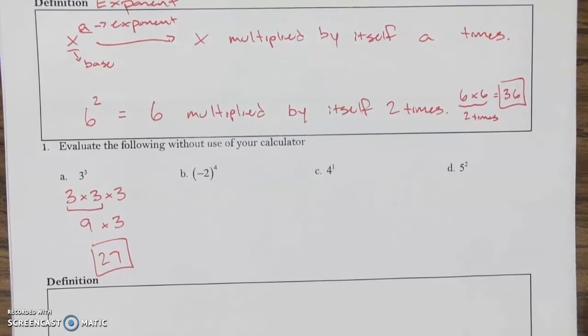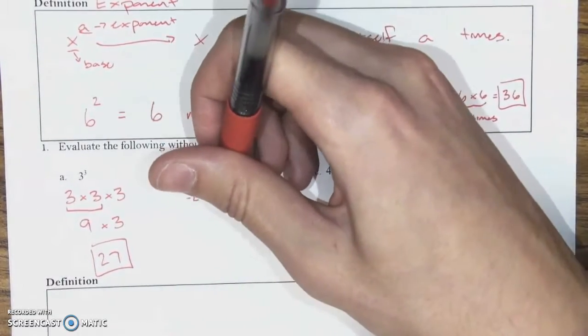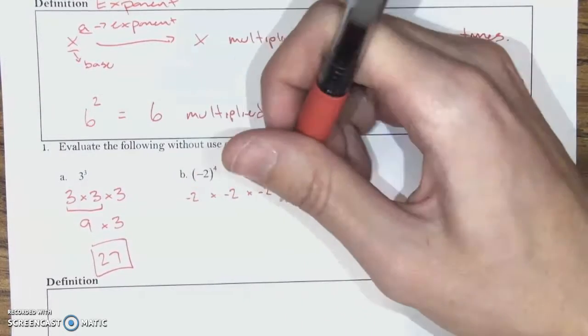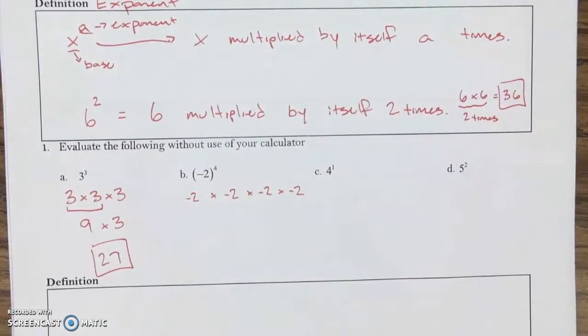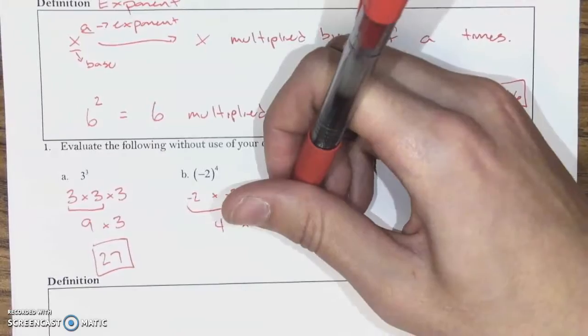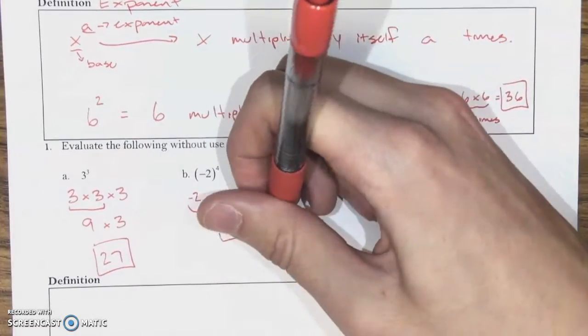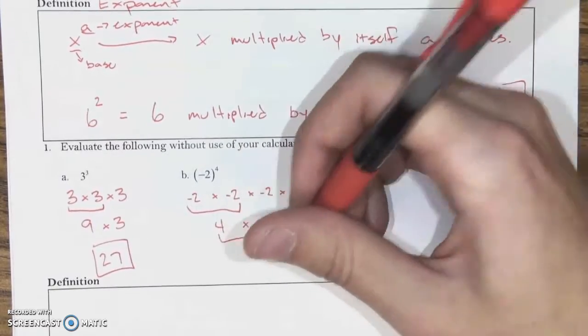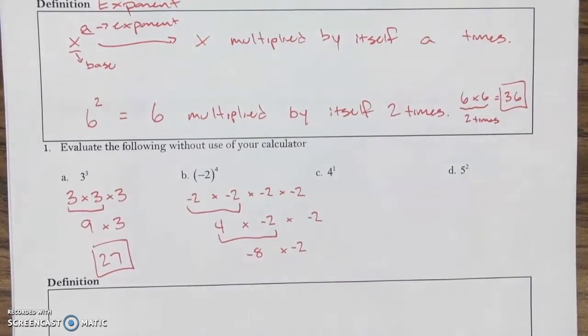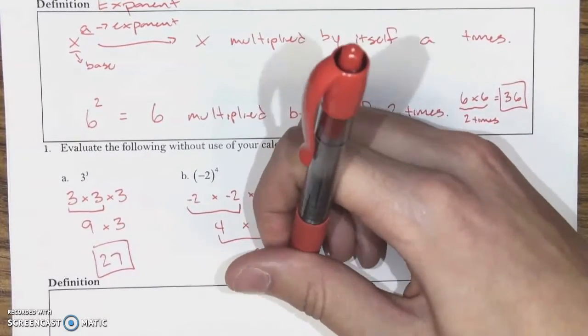Next up, we have negative 2 to the 4th power. That means negative 2 times itself 4 times. Negative 2 times negative 2 times negative 2 times negative 2. Negative 2 times negative 2 is positive 4, and I'll bring down the rest. Times negative 2 times negative 2. 4 times negative 2 is a negative 8 times negative 2. And negative 8 times negative 2 is positive 16.